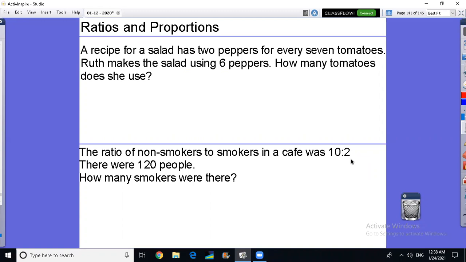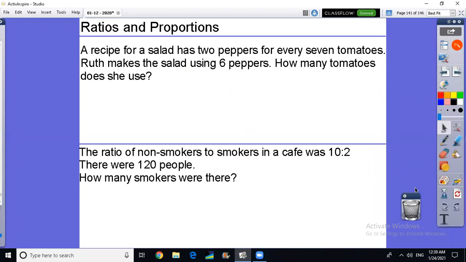In this video, we're going to learn more about ratios and proportions. The first question is a recipe for a salad that has 2 peppers for every 7 tomatoes. Roth makes the salad using 6 peppers. How many tomatoes does he or she use?